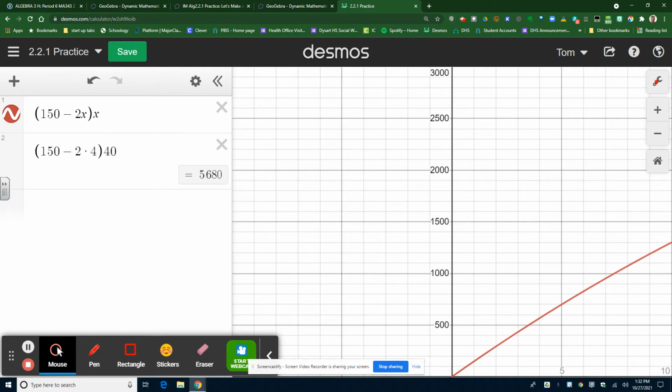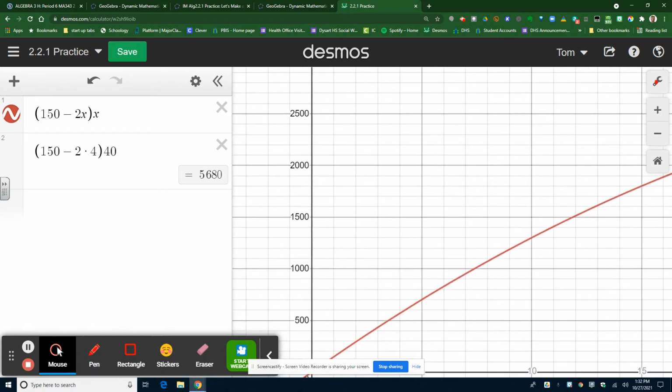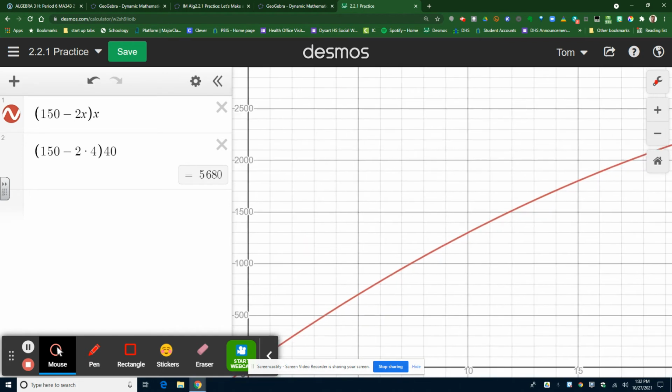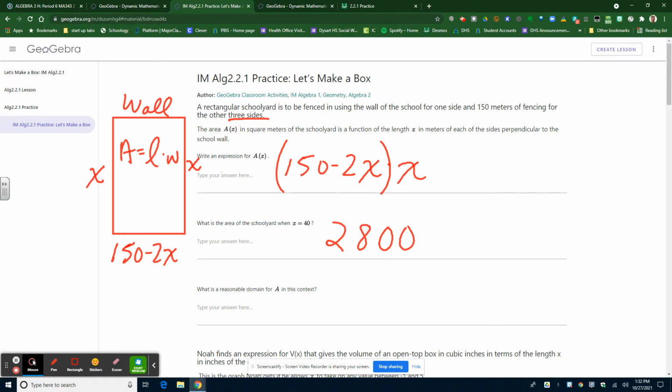It looks like that's a pretty good estimate, but I'm now going to need to move. This is kind of a pain. Let's see if we can figure out our domain a little bit better. So let's go back to the actual equation. Okay, so can we agree that when we measure things, we can't have negatives?